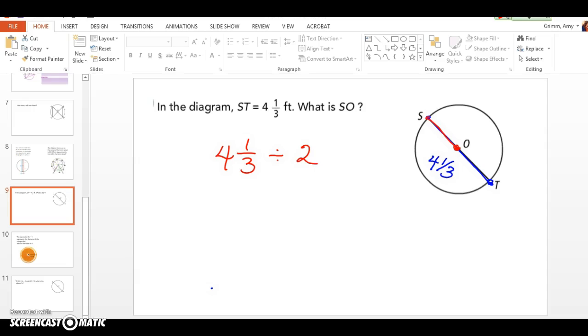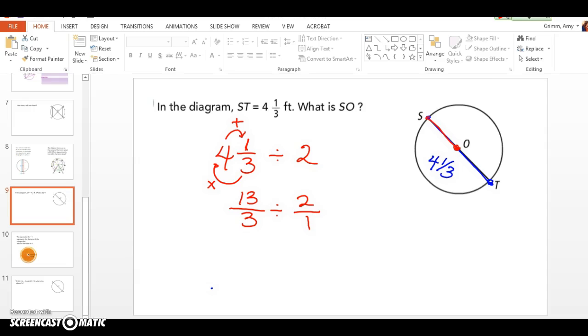Okay, first you need to change 4 and 1/3 to a fraction. Good. Put a 1 over the 2. Yes. So I take 4 times 3 is 12, add the 1, and that's 13 over 3, divided by 2 over 1. Now what do I do?